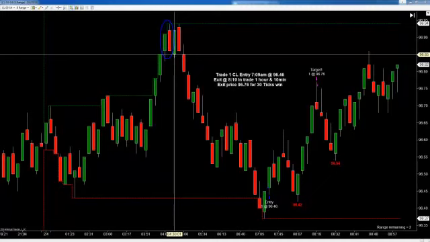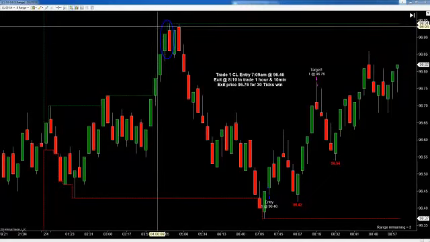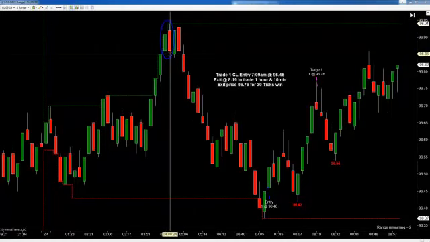I have a 10 tick stop on this. 10 ticks, automated strategy, automatically throws the stop on the chart the minute I'm filled. So that stop would have been one tick above 96.94 and 96.95, 10 ticks from my entry of 96.85.